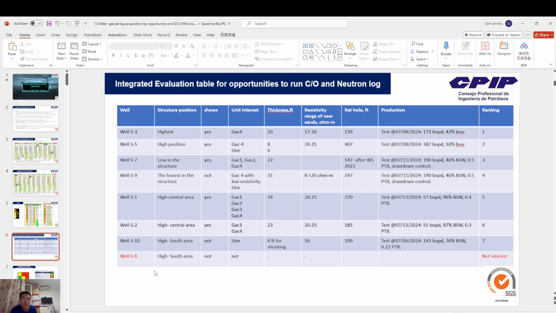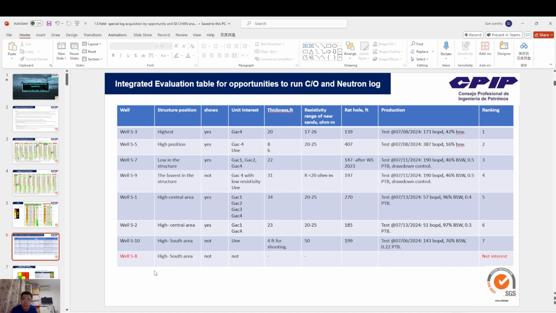Rathole 197 feet. Latest production 190 barrels with 46 BSW. Also controlled production. Whereas S9 is high to central area in the structure with oil show.